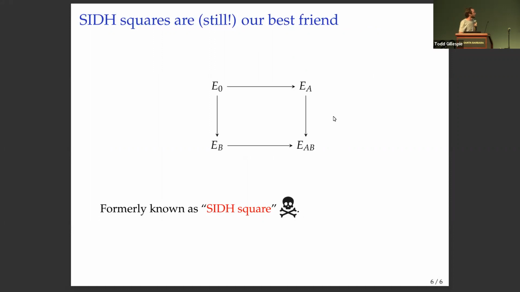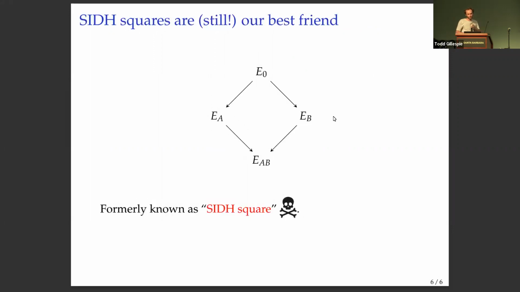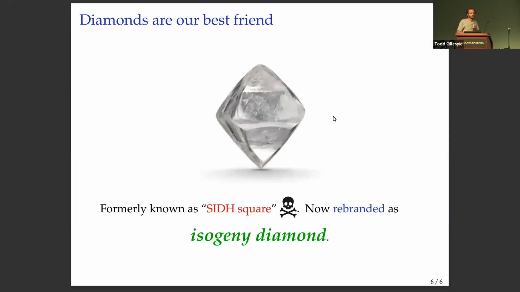I'm going to say that we're still using the technical tool of SIDH squares, but the marketing isn't really that exciting anymore. So we're just turning this around by 45 degrees. This still looks like a square, but if we call it isogeny diamond instead, it sounds so much better and it looks really tough. So this is what it is now.